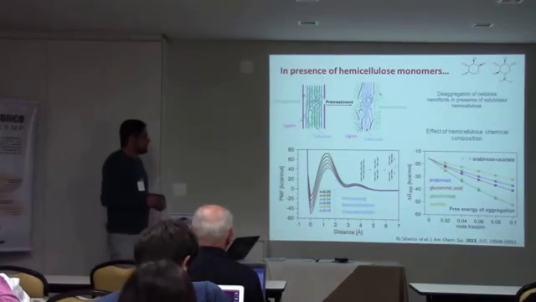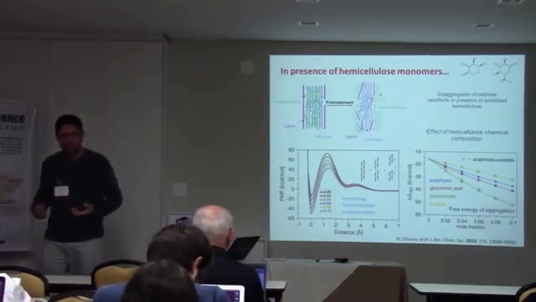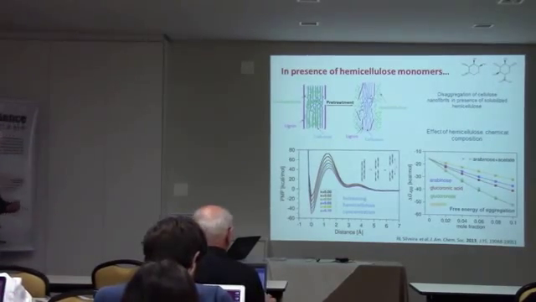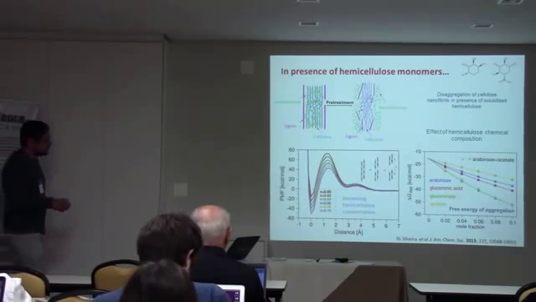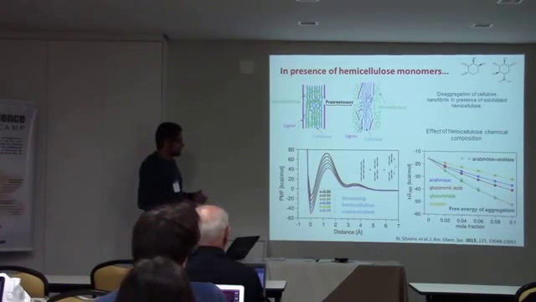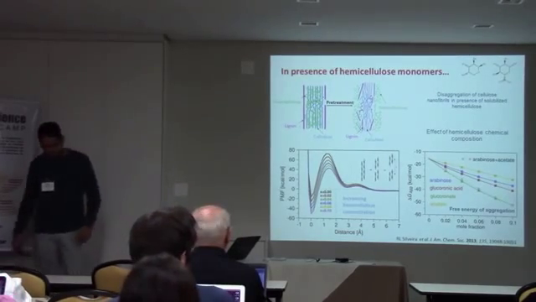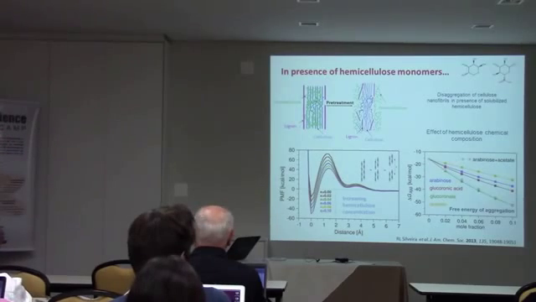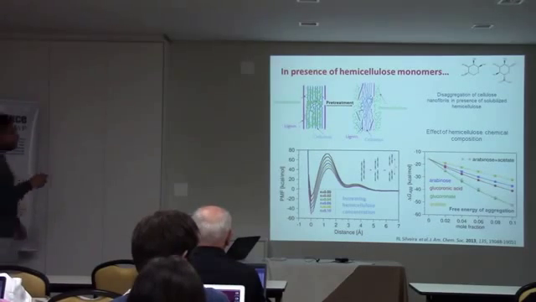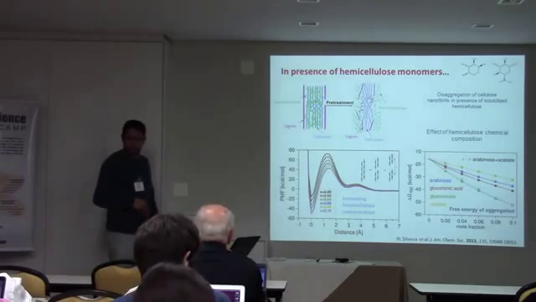And the more interesting point is that different hemicelluloses will induce different degrees of aggregation, as this free energy of aggregation shows as a function of the concentration for different hemicellulose types, right? So that means that the hemicellulose composition of the cell wall will affect the result of the pretreatment of the biomass.